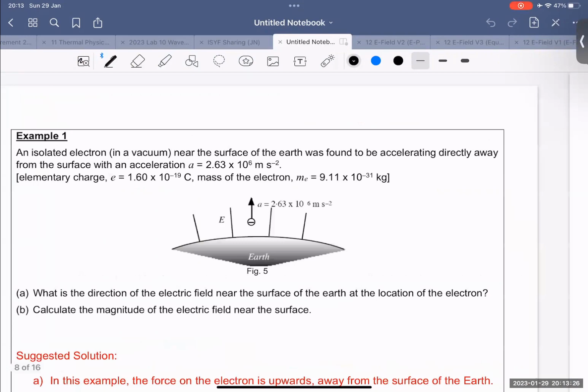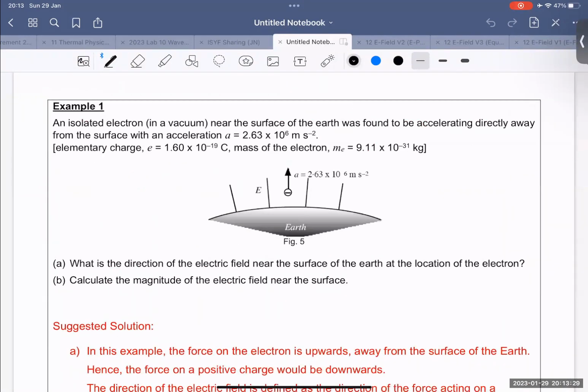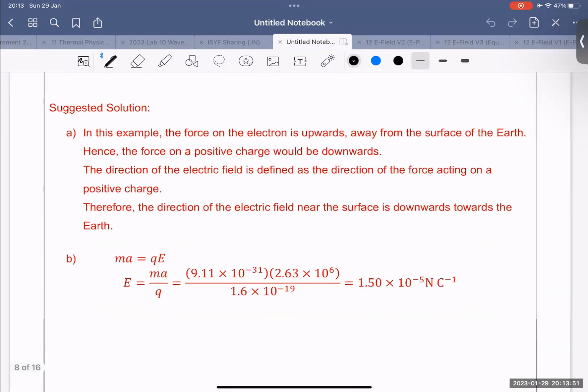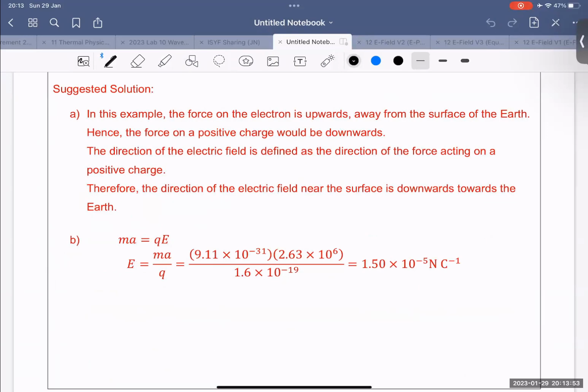Okay, example 1. An isolated electron near the surface of the Earth was found to be accelerating directly away from the surface with an acceleration a. So question, what is the direction of the electric field near the surface of the Earth at the location of the electron? In this example, the force on the electron is upwards, away from the surface of the Earth. Hence, the force on the positive charge would be downwards. The direction of the electric field is defined as the direction of the force acting on a positive charge. Therefore, the direction of the electric field near the surface is downwards towards the Earth.